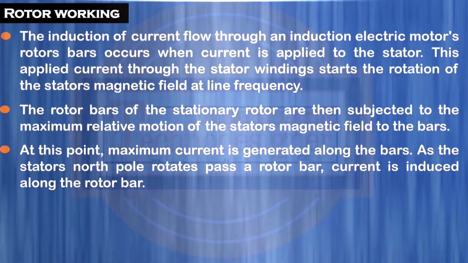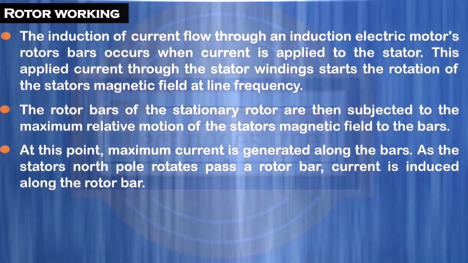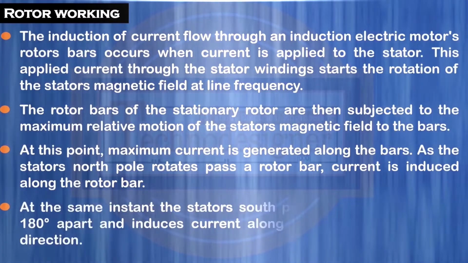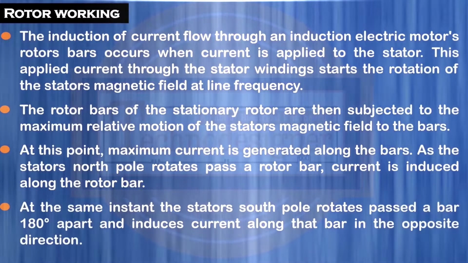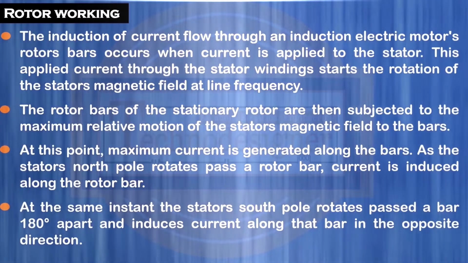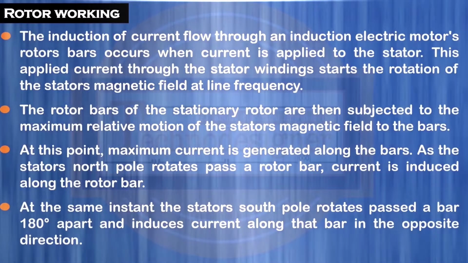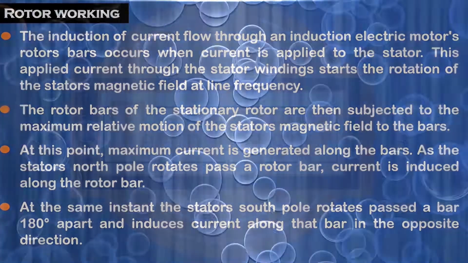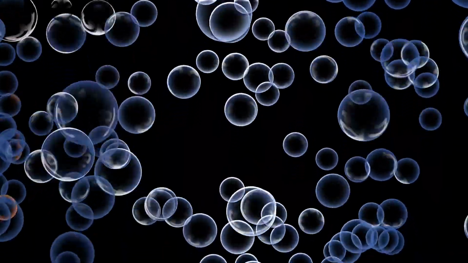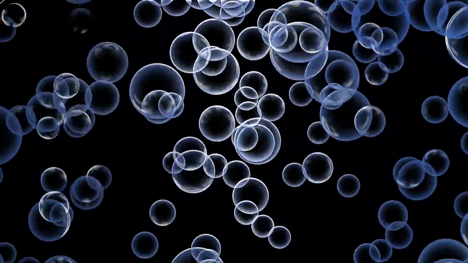As the stator north pole rotates past a rotor bar, current is induced along the rotor bar. At the same instant, the stator south pole rotates past a bar 180 degrees apart and induces current along that bar in the opposite direction.